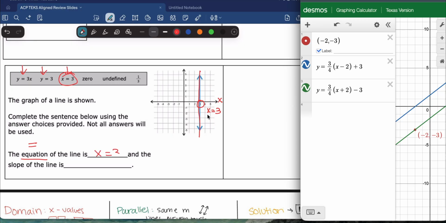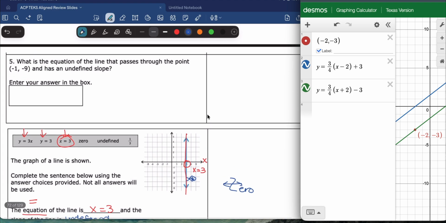X equals 3. And the slope for a line that goes up and down is undefined. If you draw a person, he can't stand there. He's going to fall. Undefined. And then remember, if the line goes left and right, that makes it 0. All right. Now, our last one.